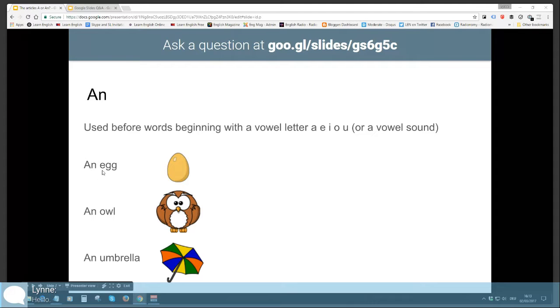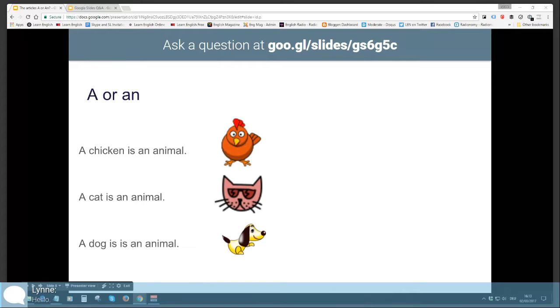So, an egg, the sound there is e. An owl. Ow. And an umbrella. A sound. Okay? And all those sounds take the article an. An egg, an owl, an umbrella. Okay. You have to learn the rules for your tests, for your exams. You have to develop a feeling for speaking. In speaking, you have no time to remember the rules, so lots of drilling.